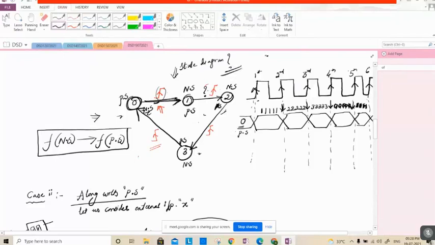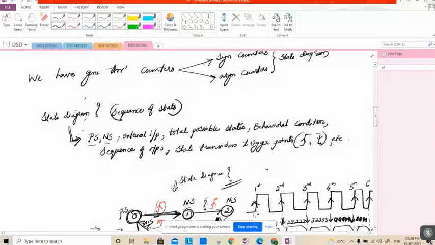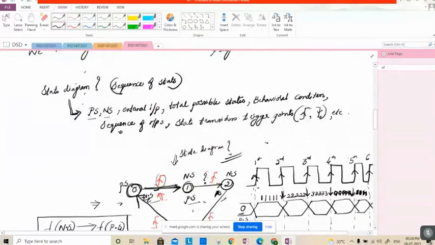But the name mod 4 counter is not there. So a state diagram is the one which gives us the information regarding its present states, next state, external inputs and external outputs. That is all it gives. The definition that is already given by you people: present state, next state, external inputs, total possible states, behavioral condition, sequence of output, state transitioning, triggering points, etc. That is the information given by this.